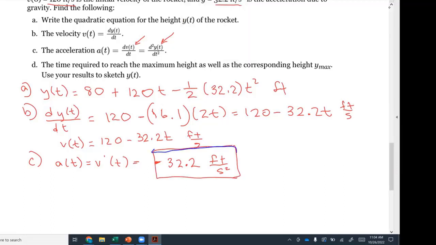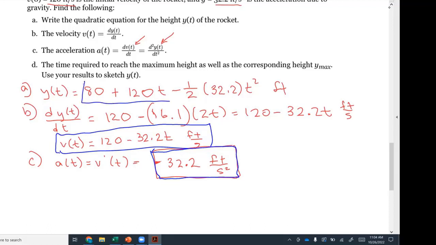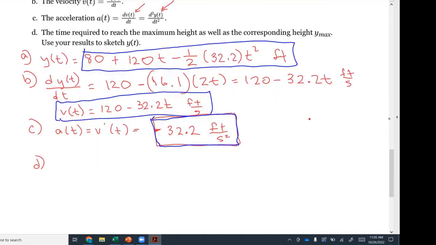Here's my a of t. Here's my v of t. And we already found our y of t, which is our height. Well, now all we want to do is sketch the graph. First, I want to find the time required to reach the maximum height, as well as the corresponding height y max. Okay, what we haven't really talked about yet is the maximum height.